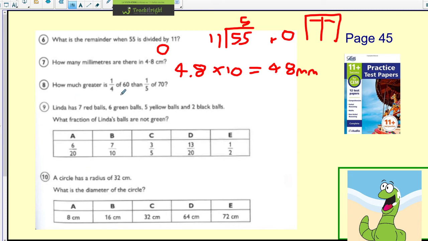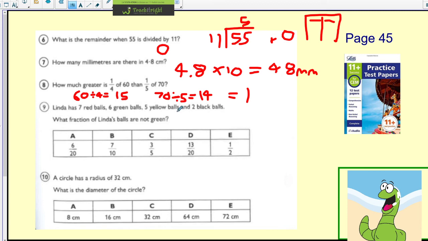Number 8, how much greater is a quarter of 60 than a fifth of 70? Well, I'm going to work what both those are. So a quarter of 60 is 60 divided by 4, which is 15. And then a fifth of 70 is 70 divided by 5, and 70 divided by 5 is 14. So how much greater? What's the difference? The difference is 1. That's 15 take away 14. And again, we'd write that as 0, 1.